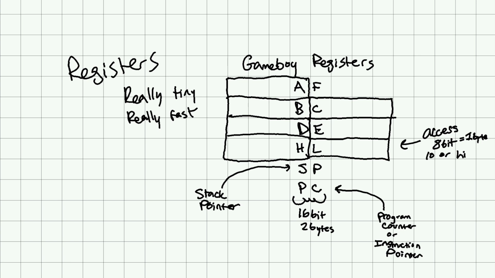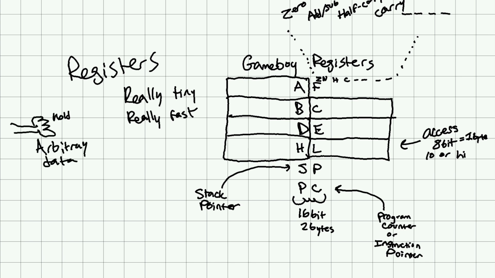The bottom half of the AF register is specifically allocated to flags. The flags are ZNHC. It stands for zero, add or subtraction, half carry, and carry. We will use these flags when we deal with arithmetic instructions, but for now we'll ignore them. Of course, registers can hold arbitrary data, but sometimes we can interpret that data as an address.